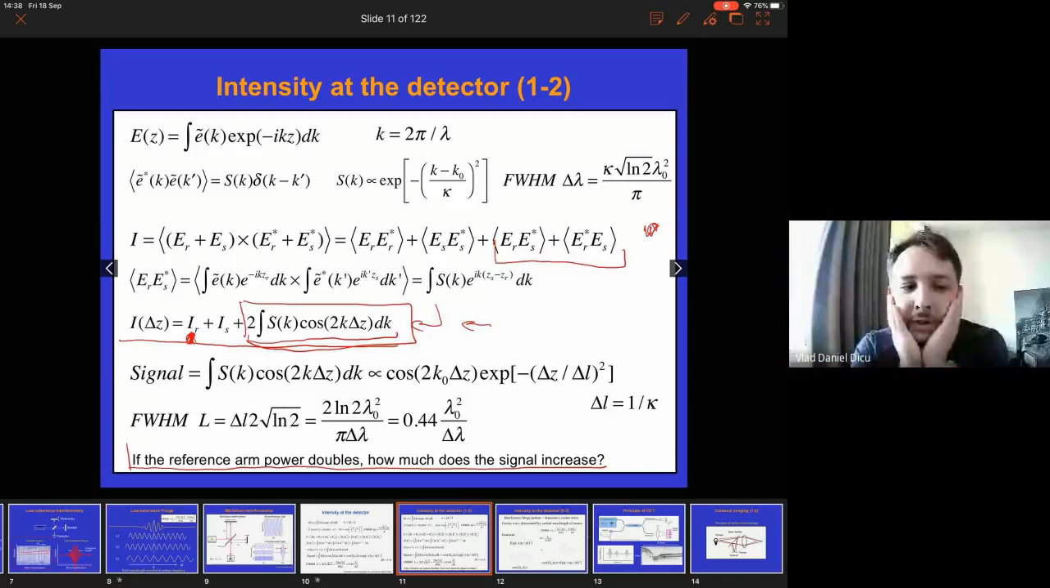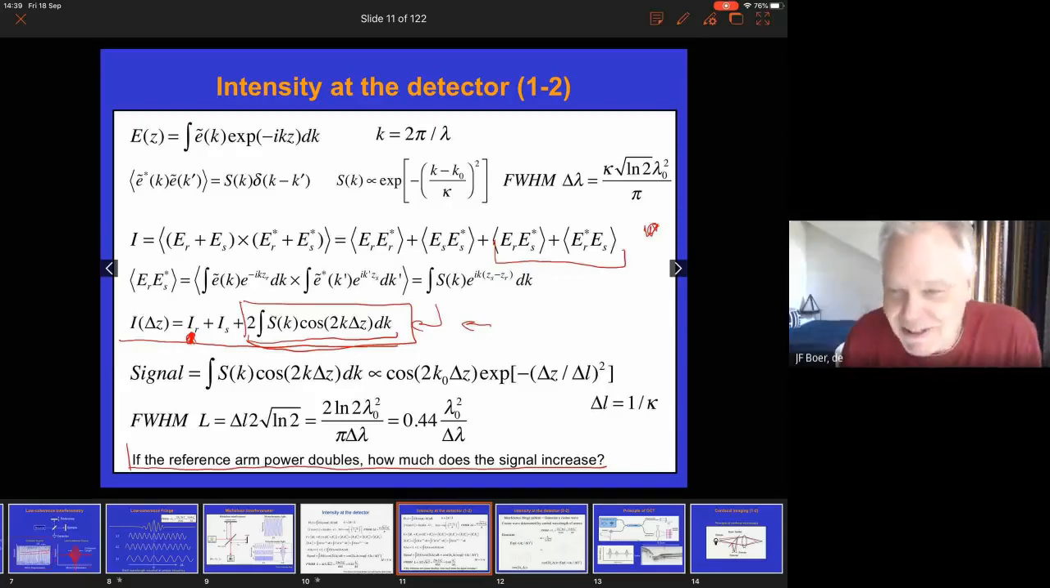I have another question now. How do you increase the intensity of the reference? I mean, you have one source, and it's from the beam splitter, or how do you increase it? You're absolutely right. I can't increase it just like that, right?